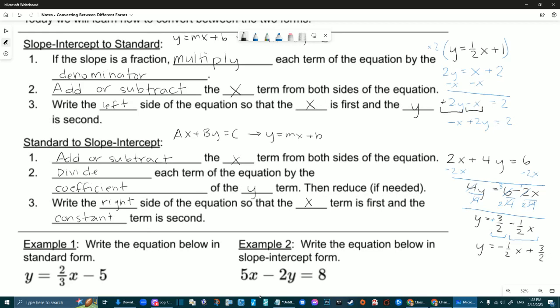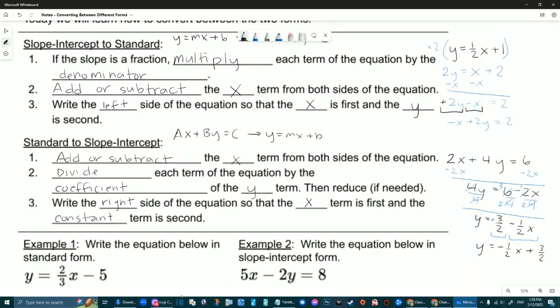y equals a number times x plus or minus a number. I can see that from the coefficient of x, our slope is negative 1/2. And I can see from the constant term that our y-intercept, our starting point, is 3/2.